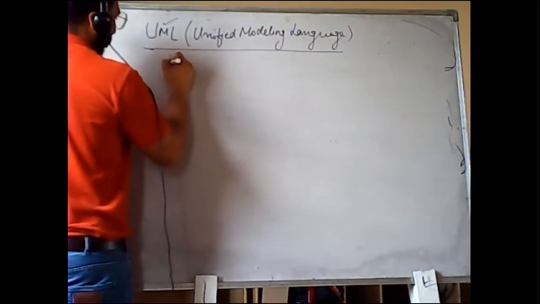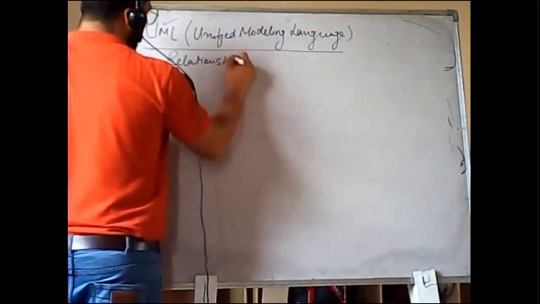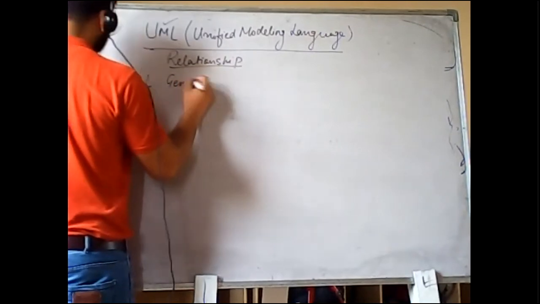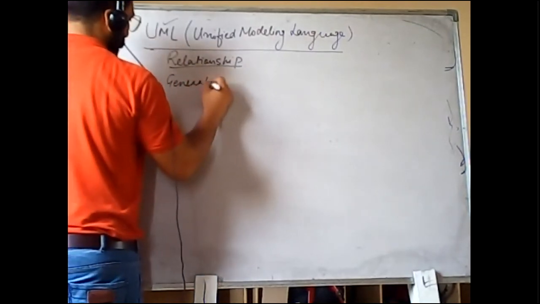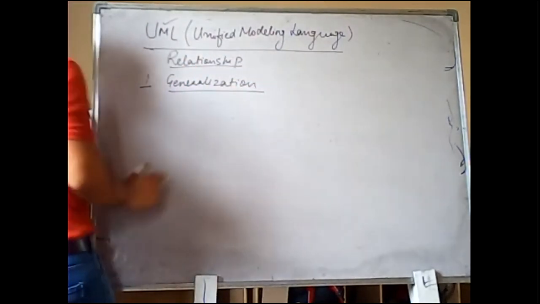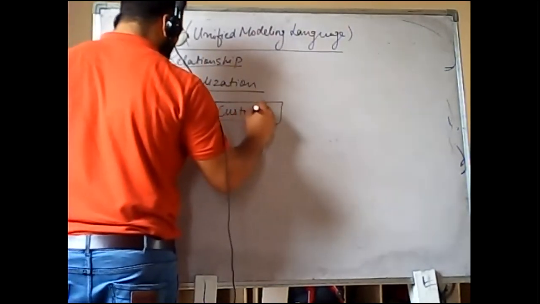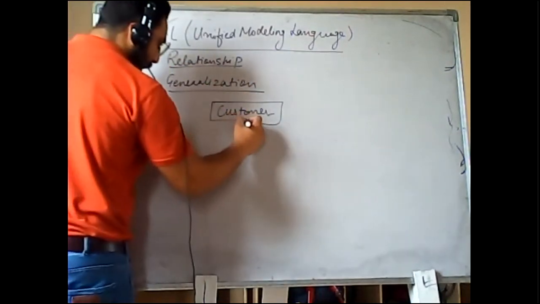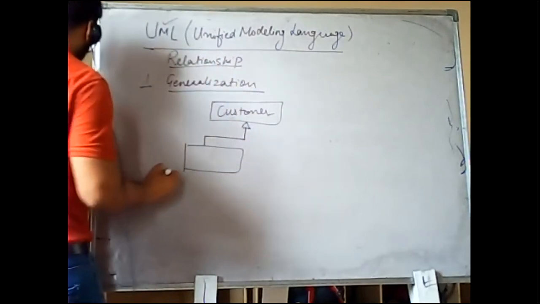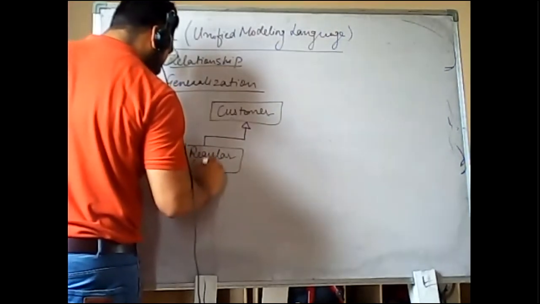Further, there are relationships in your class diagram. I will show you the first relationship, that is generalization. How does it work? This is your generalization relationship. This is your main class. This is your subclass. The name given to it is regular customer.